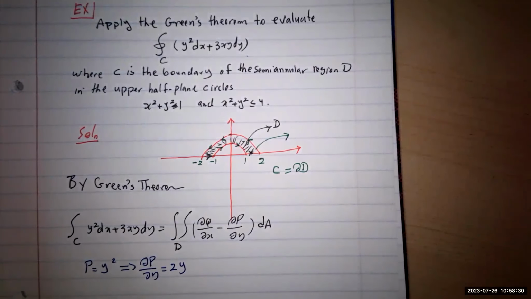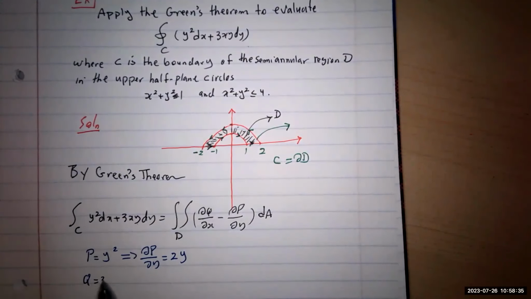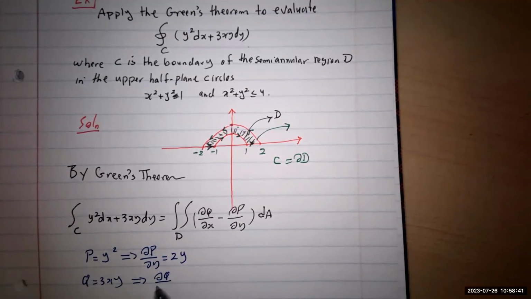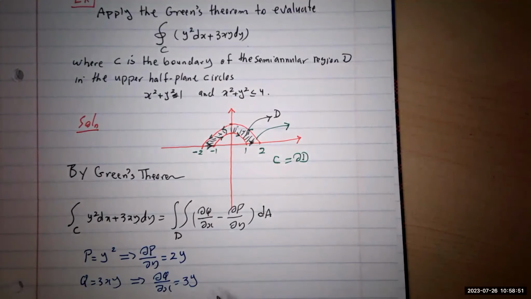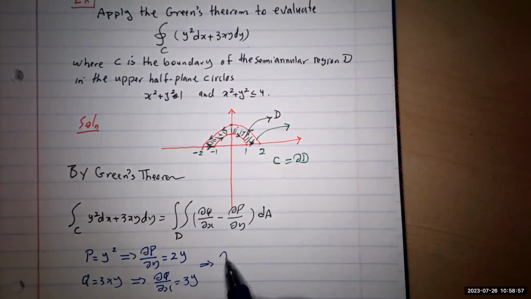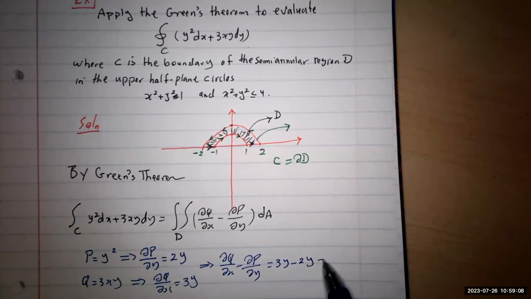Then your Q function is 3xy. You have to differentiate this with respect to x, so ∂Q/∂x would be 3y. Then you get the difference and put it over here. You can find the difference, substitute, or just go ahead. The difference ∂Q/∂x minus ∂P/∂y is simply 3y minus 2y, which is equal to y.